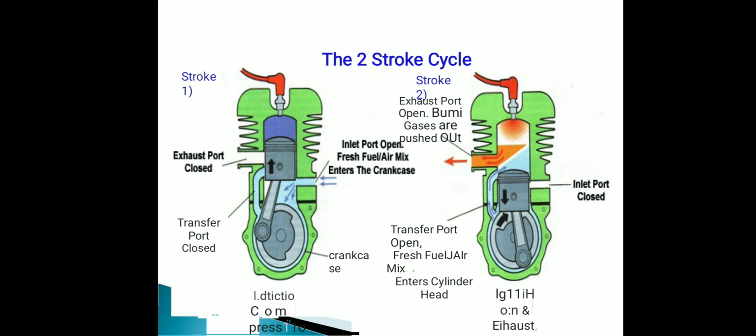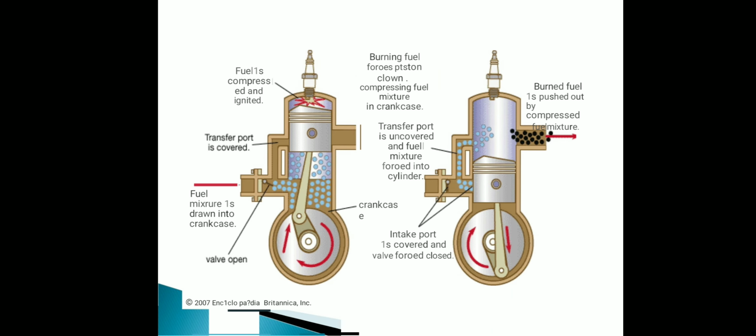Now the two stroke engine, which is similar to the four stroke engine. In a two stroke engine, all the processes are completed in two strokes only. Here we can see clearly that during piston movement from BDC to TDC, two processes take place: fuel-air mixture admission as well as combustion. After that, from TDC to BDC, the power stroke and exhaust take place. So the whole cycle is completed in only two strokes. That's why this engine is named the two stroke engine.